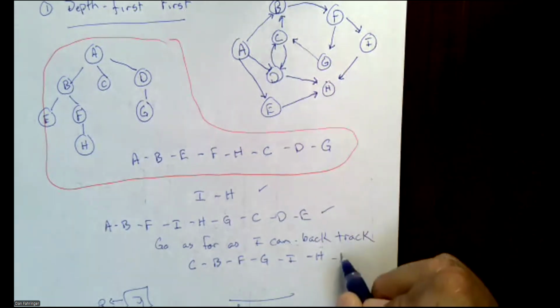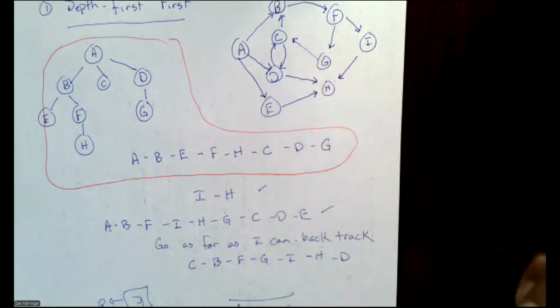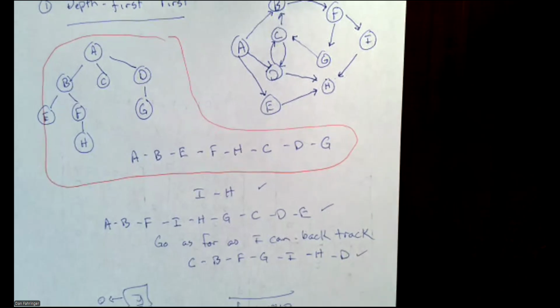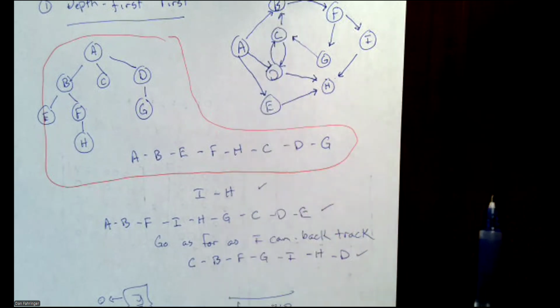I'm all the way back to C. C can go to D. D can go to H, already there. D can go back to C. I think I'm done. I don't get to A, and I don't get to E. Again, if I started at C, you could have gone to D first, could have gone to B first, but you just keep going and ride that out. We good?